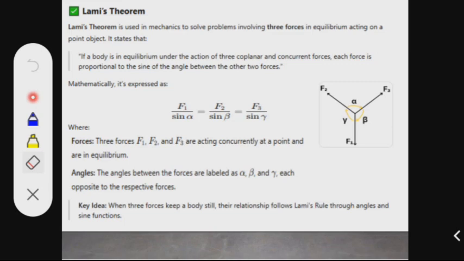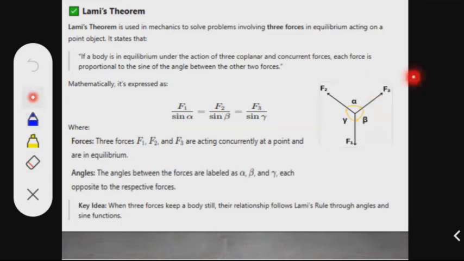This theorem is used when you have three coplanar forces in equilibrium acting on a particular object at a point. The theorem says that if a body is in equilibrium under the action of three coplanar and concurrent forces, each force is proportional to the sine of the angle between the other two. Let me use my illustrator now.